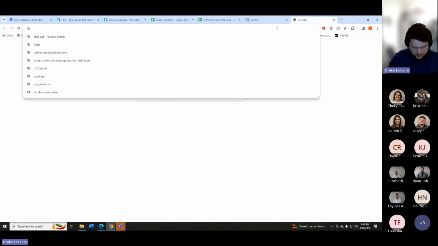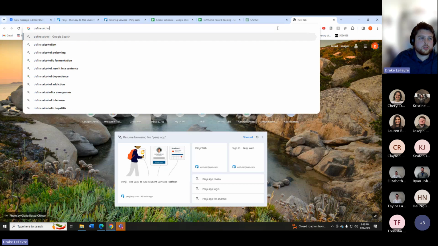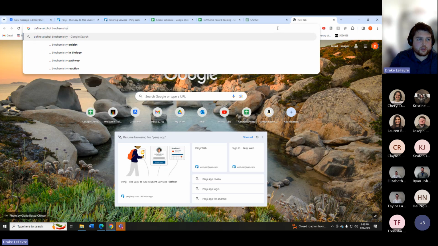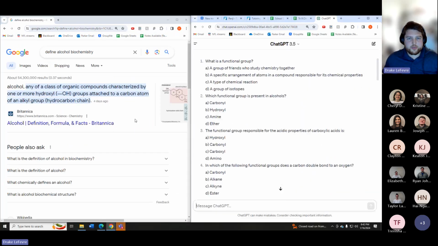So if we look up define alcohol, biochemistry. So it's alcohol, any of a class of organic compounds characterized by one or more hydroxyl OH groups attached to a carbon atom of an alkyl group, a hydrocarbon chain. So now with this, we're getting a couple different words in here that are new for us.